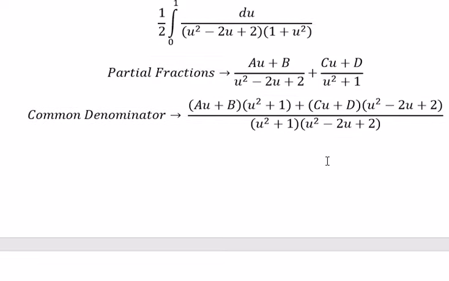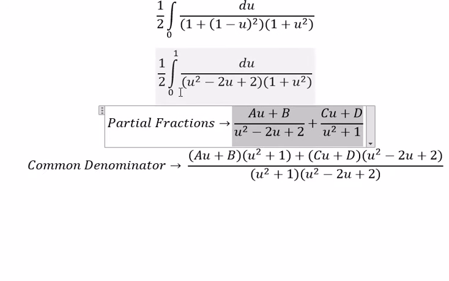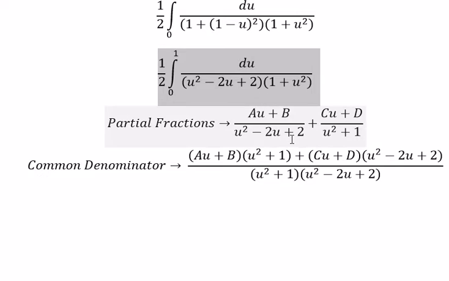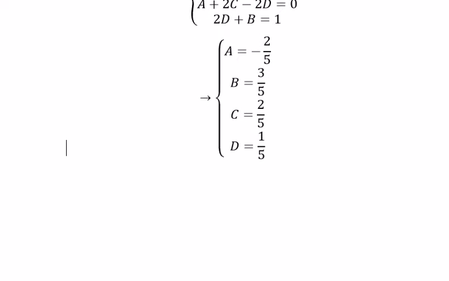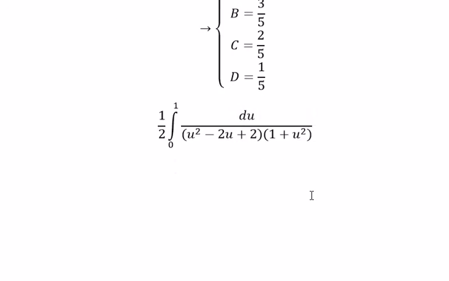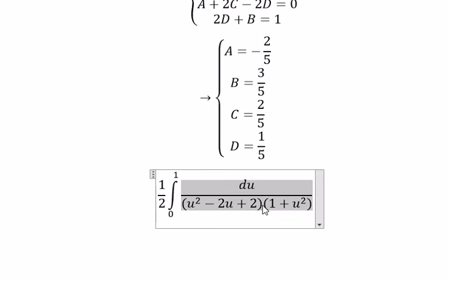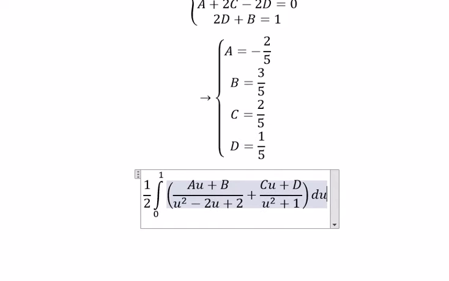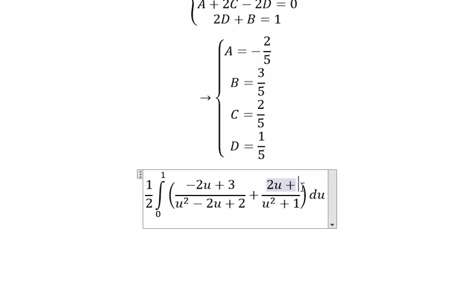So we return back to this one and we put inside this integration. So a should be negative number 2, b should be number 3, c should be number 2, and d should be number 1. We have 1 over 5 multiplied with 1 over 2, we get 1 over 10.